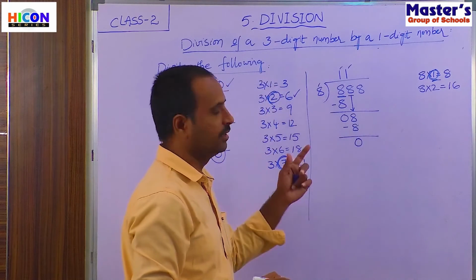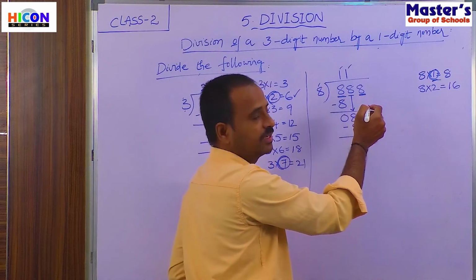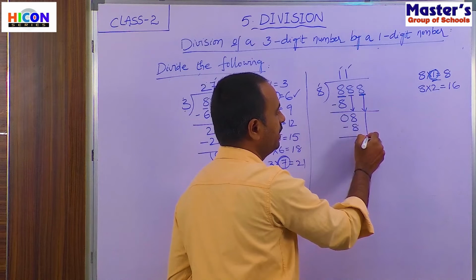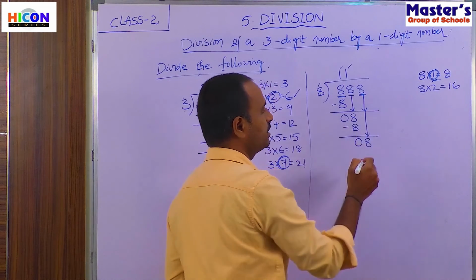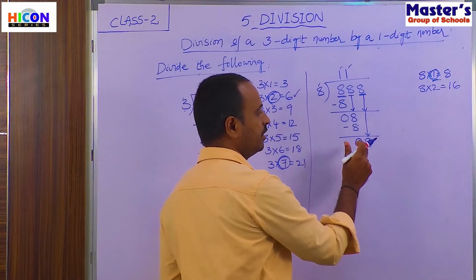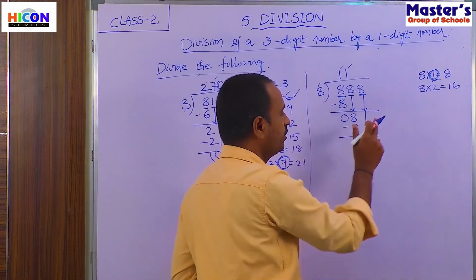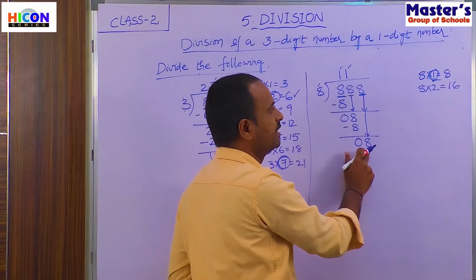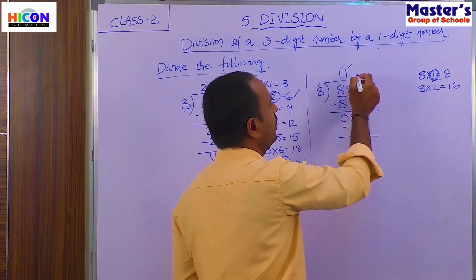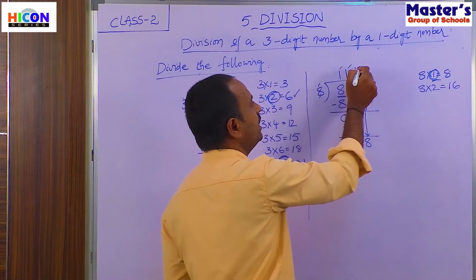Now there is a third digit in the dividend. So bring down the third digit. What is the third digit here? The third digit is again 8. So bring down 8. Then the number becomes 8. Now how many times do we have to take to get 8 in the 8 table? We have to take 1 time to get 8 in the 8 table. That means 1 times 8 is 8. So take 1 time.